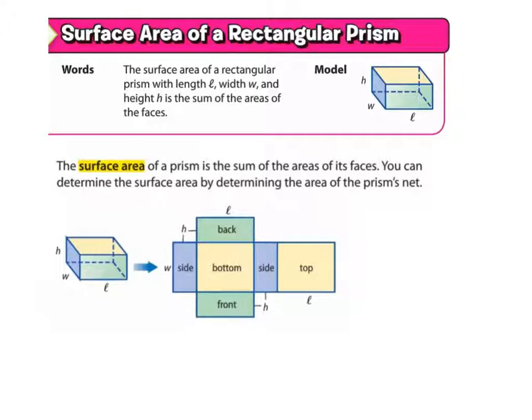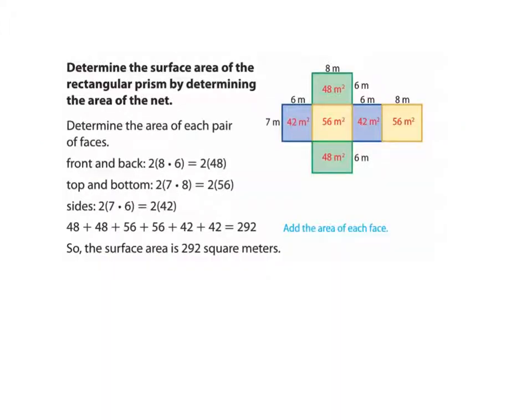Look at the picture below. We have 2 sides, a top and a bottom, and a back and a front, that are the same size as each other. Let's look at this example and walk through it. Determine the surface area of the rectangular prism by determining the area of the net. Determine the area of each pair of faces.